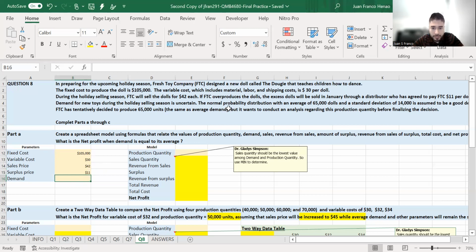And then, okay, now for the demand, it says the normal probability distribution with an average of 65,000 dolls and a standard deviation of 14,000 is assumed to be a good description of the demand. So this is our demand, 65,000. And now for the production quantity.